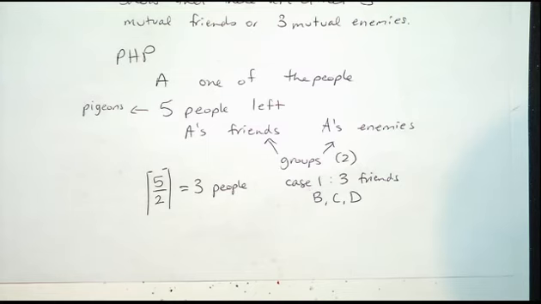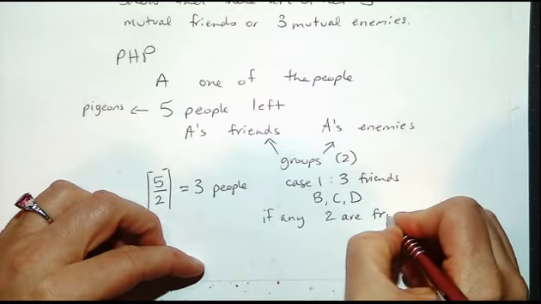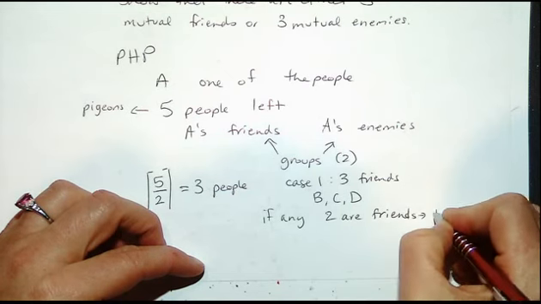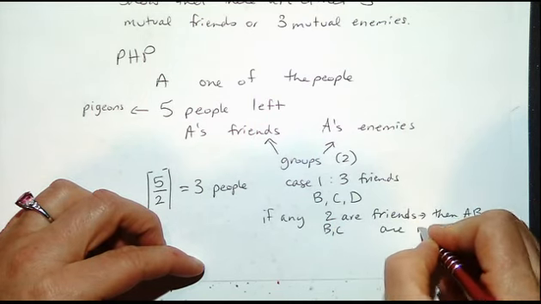And is the friends relation symmetric? Yes. It is symmetric, right? It depends on if you're talking about Facebook or not, right? Okay, so we have 3 friends. Now, if any two of these are friends, then they're already friends with A, right? So if any two of them are friends, then we've got a group of 3 mutual friends. Let's just call those B and C. So then A, B, and C are mutual friends, right?